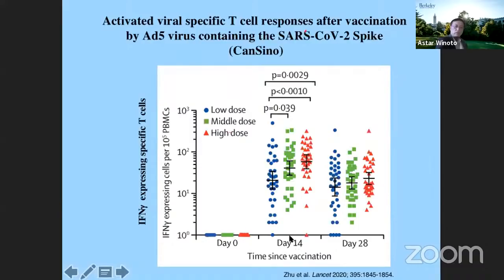But by day 14, all the volunteers that have received these vaccines have a T cell response. Obviously the one that has the high dose has a lot more T cell response. Then at day 28, it comes down a little bit. That's normal, I guess, but they usually will maintain T cells for a long time. T cells can live for years, unlike B cells.